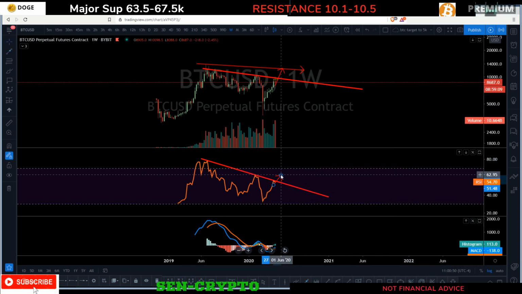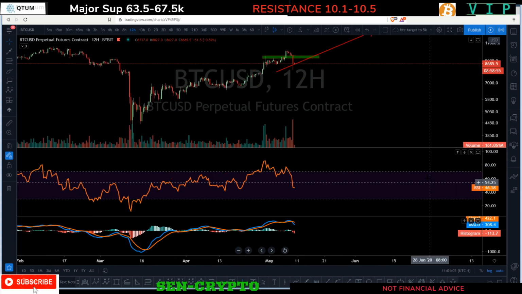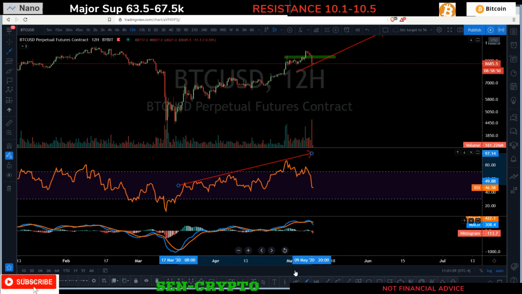So RSI and price are basically confirming we could be tapping out, with lower highs both on price and RSI. That is very, very important. I'm going to show you on the 12-hour time frame once again. A couple of weeks ago, when RSI was making this move, we said BTC was just about at this level.